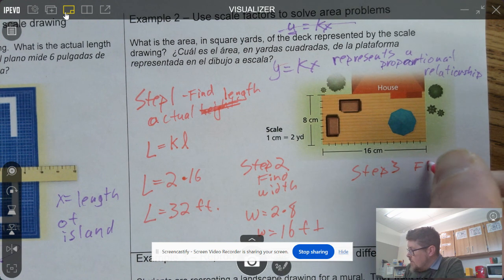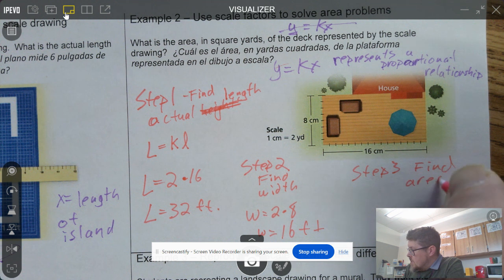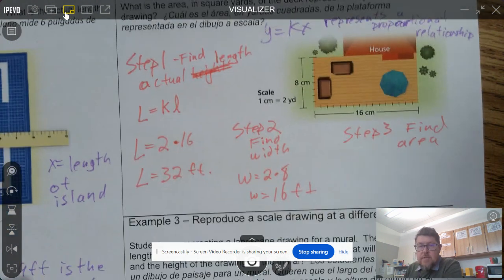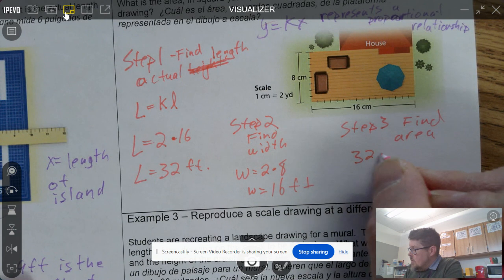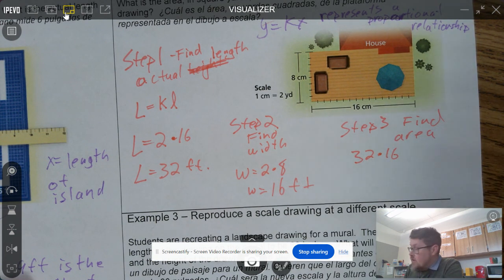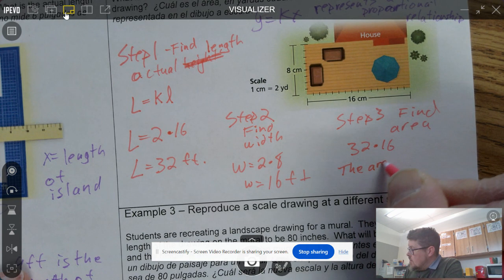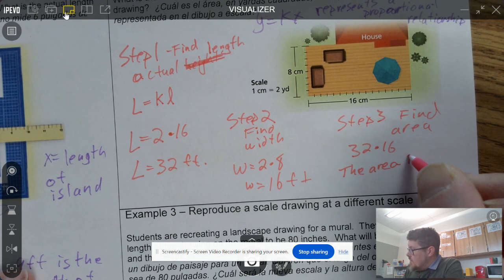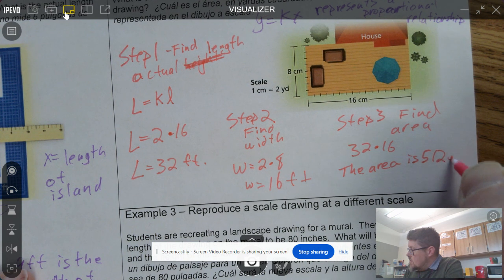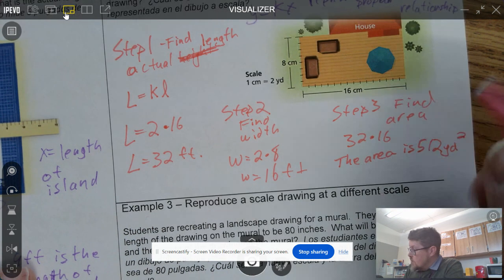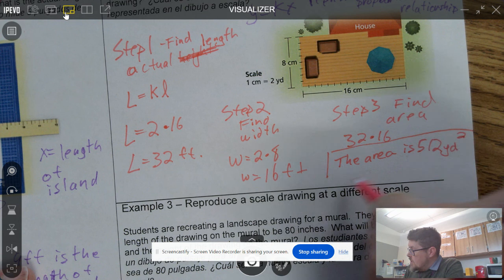An area for a rectangle is just base times the height or length times width, whatever it is. It's going to be 32 times 16, which, just so that no calculator, that's going to give you an area of 512 yards squared. Right? It's important to use that squared because it is a two-dimensional shape that we're looking at.